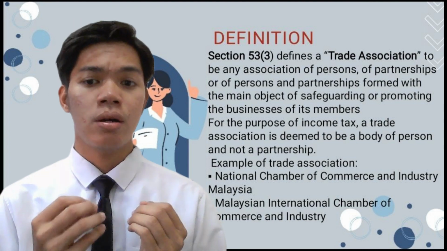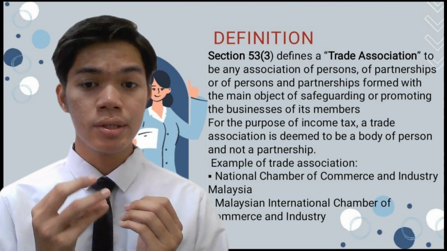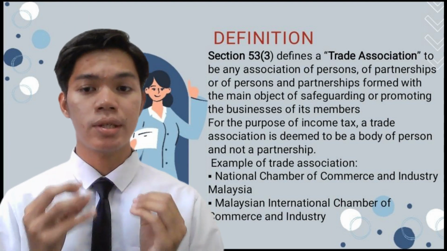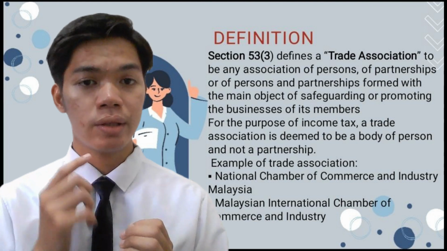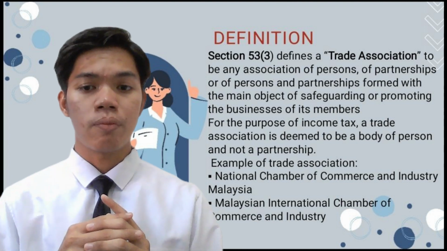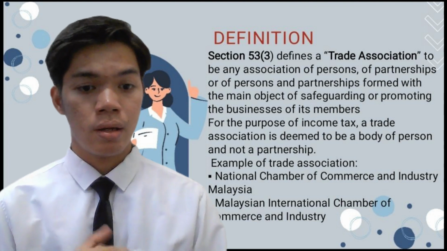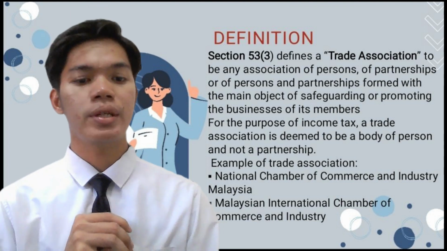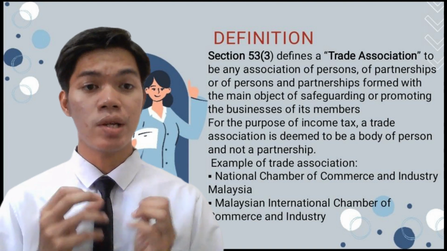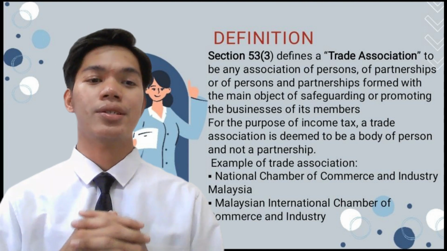For a non-resident, a trade association will also be taxed in accordance with the general provisions of the ITA applicable to non-residents, and the tax rate will be 28%. Income taxation matters pertaining to a trade association include income tax exemption. Examples of trade associations are, first, the National Chambers of Commerce and Industry of Malaysia, and second, the Malaysian International Chamber of Commerce and Industry.